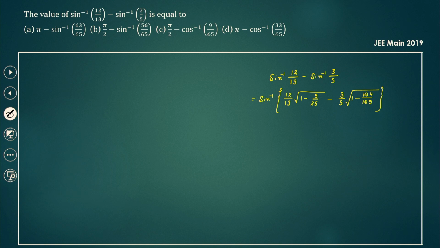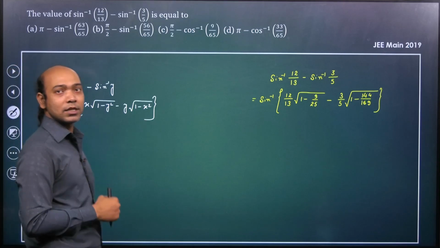That's it. So what's the formula actually we used? I just wrote it here. So we use the formula that sine inverse x minus sine inverse of y is equal to sine inverse of x into square root of 1 minus y square minus y into square root of 1 minus x square. So you just apply this formula to solve this particular problem.